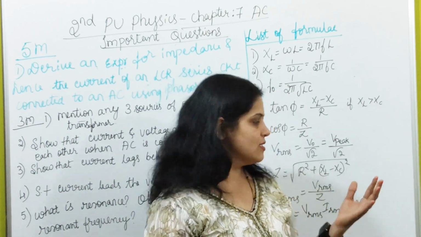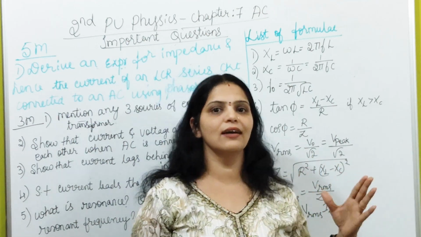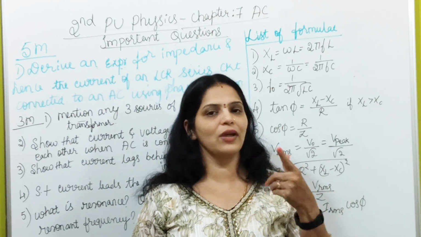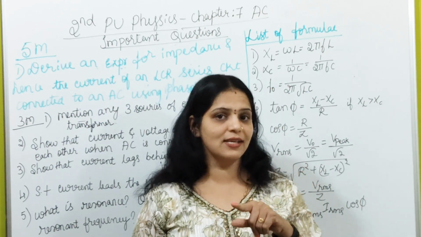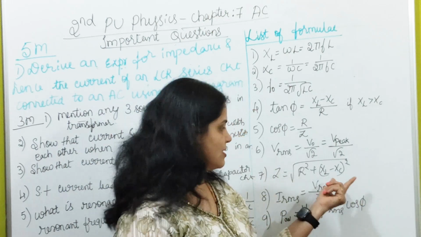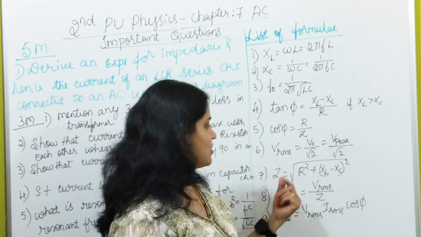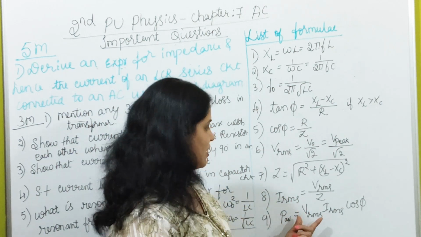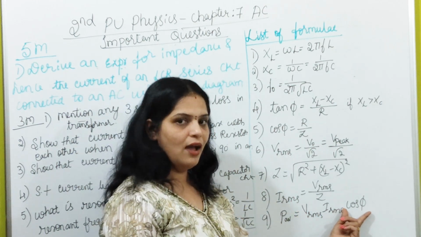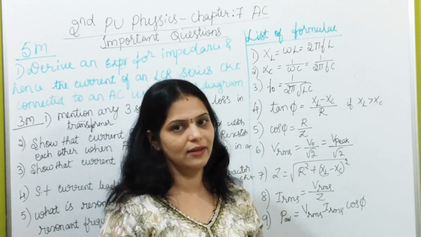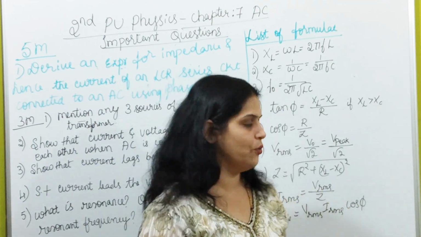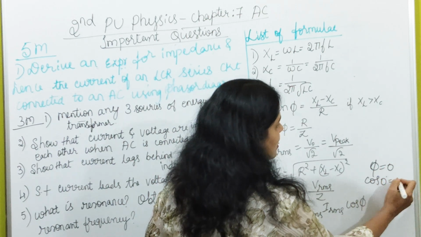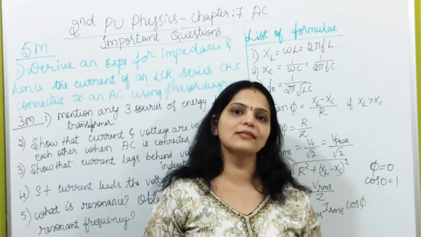See, Z depends on the circuit we are using. If all the three are used, you write the full relation. If only R and L, then R square plus XL square. If R and C is connected, then R square plus XC square, right? Use this relation. And here, average power dissipated in the circuit, in a resistive circuit, is VRMS, IRMS, cos phi. And in a resistive circuit, cos phi is 1, because phi is 0. Cos of 0 degree is 1. So power factor in a pure resistive circuit is 1.